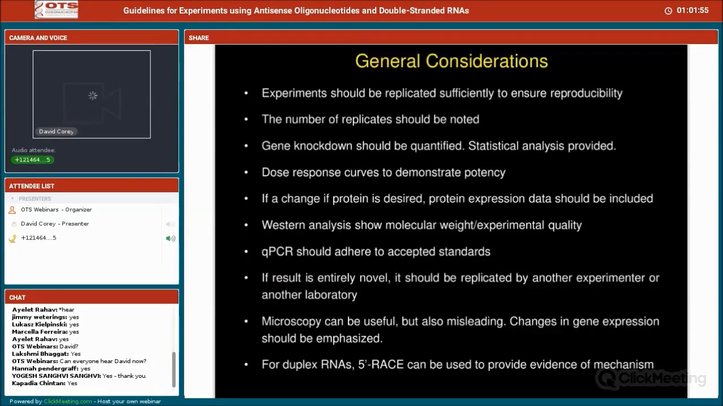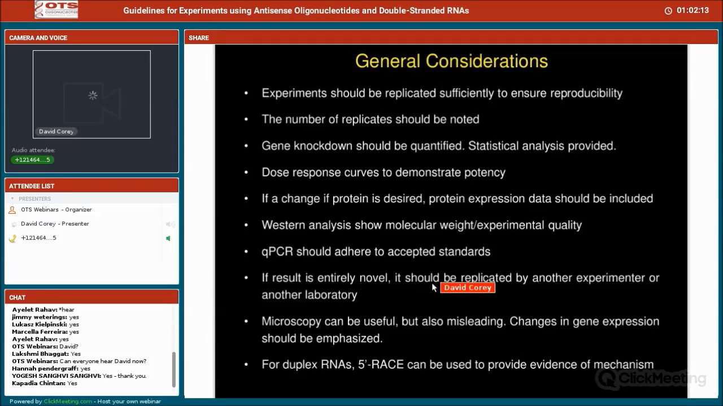Quantitative PCR should adhere to accepted standards. I don't want to go into a long discussion of quantitative PCR. If you are not aware of the ways in which quantitative PCR can mislead an experimenter, you absolutely have to educate yourself.